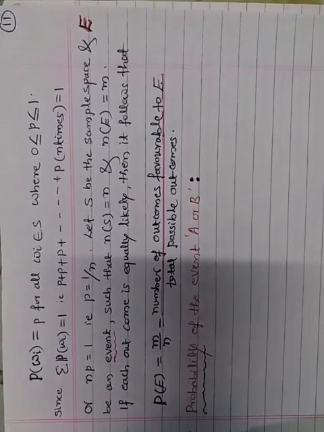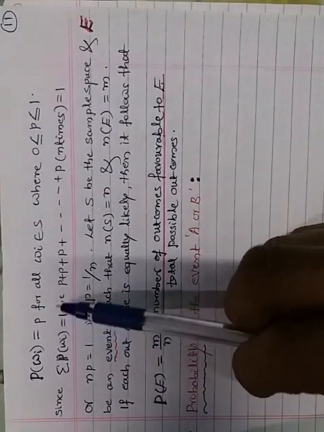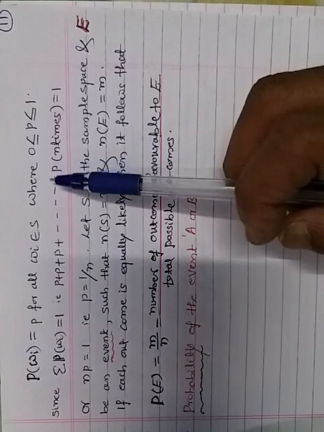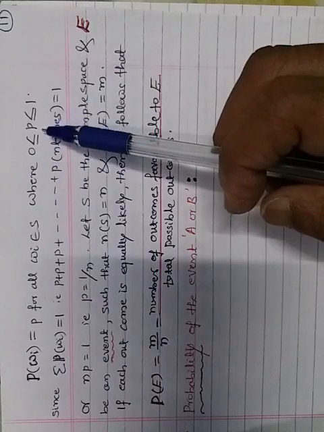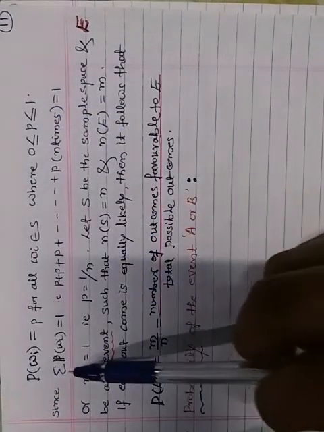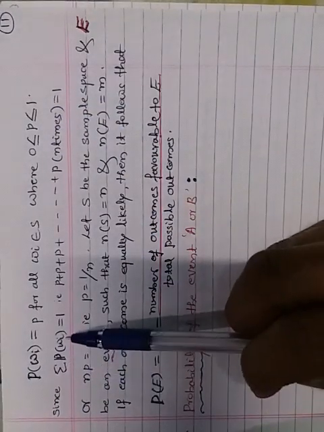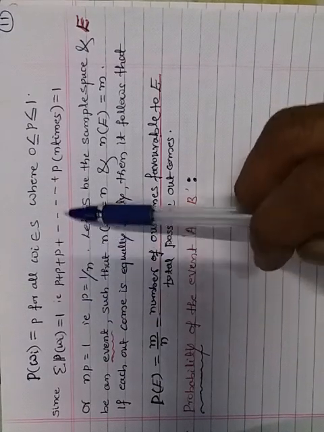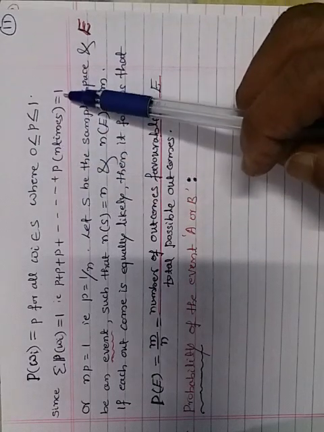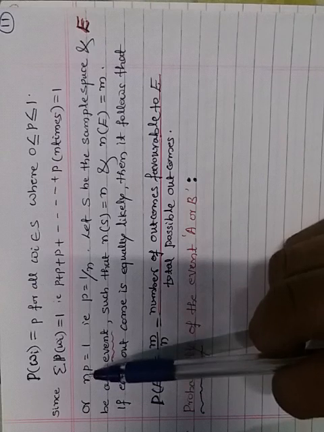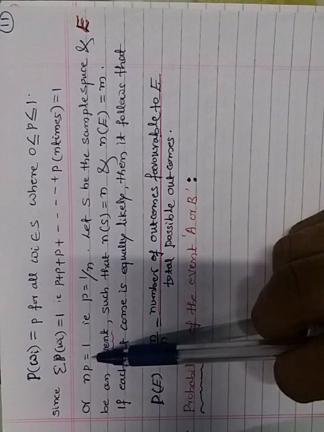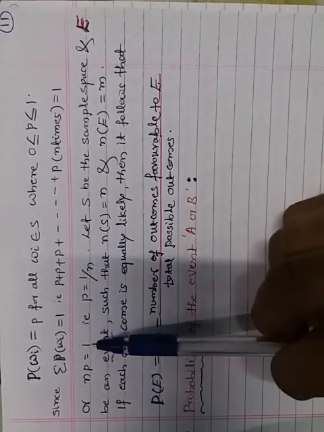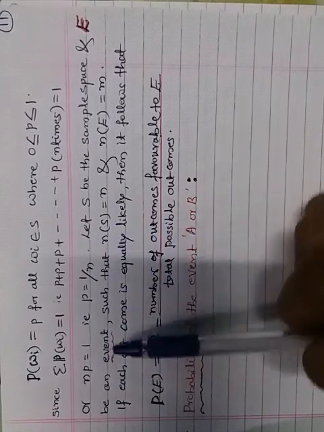If the probability of omega i is equal to p, for small p, for all omega i belonging to S, with the condition 0 less than or equal to p less than or equal to 1. Therefore, since the summation of the probability of omega i is equal to 1, that is p plus p plus p and so on, n times, should be equal to 1 here. Hence p is equal to 1 by n.